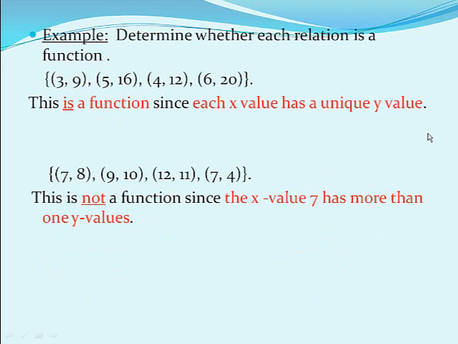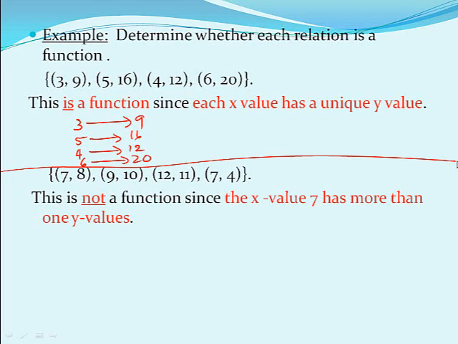Example: determine whether each relation is a function. We are given this relation consisting of 4 ordered pairs. And we notice that this is a function since each x value has a unique y value. If we convert this to the arrow form, we have 3, 5, 4, 6, and 3 goes to 9, 5 goes to 16, 4 goes to 12, and 6 goes to 20.